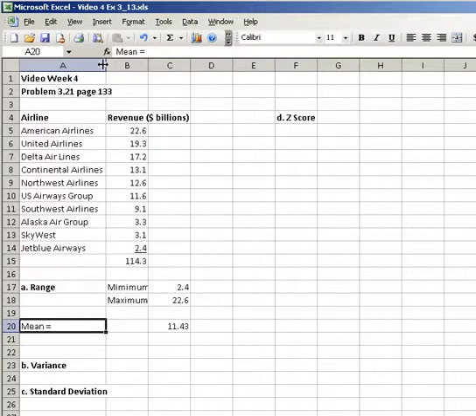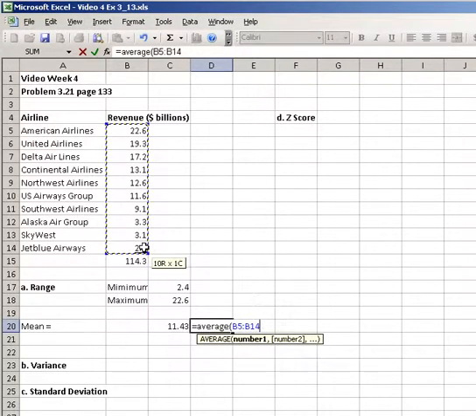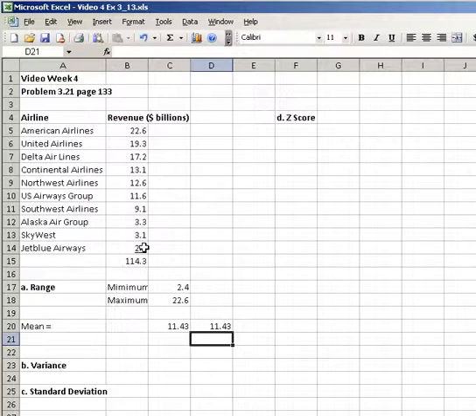Okay, what's the variance? Oh, let's do that just one other way. We could just say average, right? And Excel would calculate it for us. I don't know why they didn't ever change things to say mean. 11.43, and we knew that.